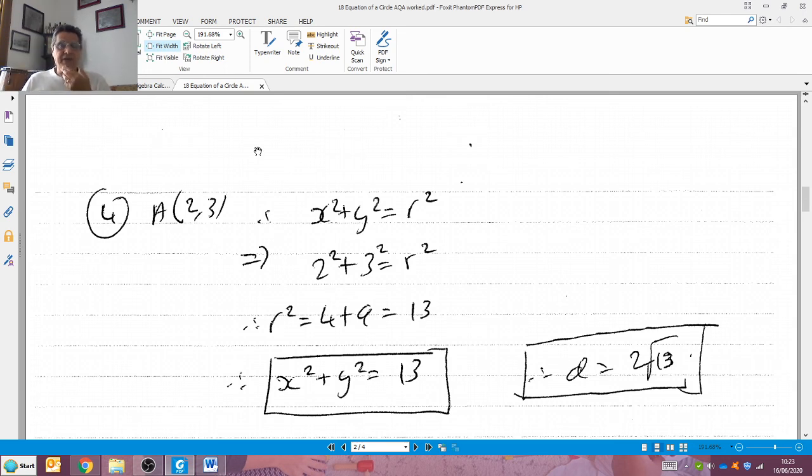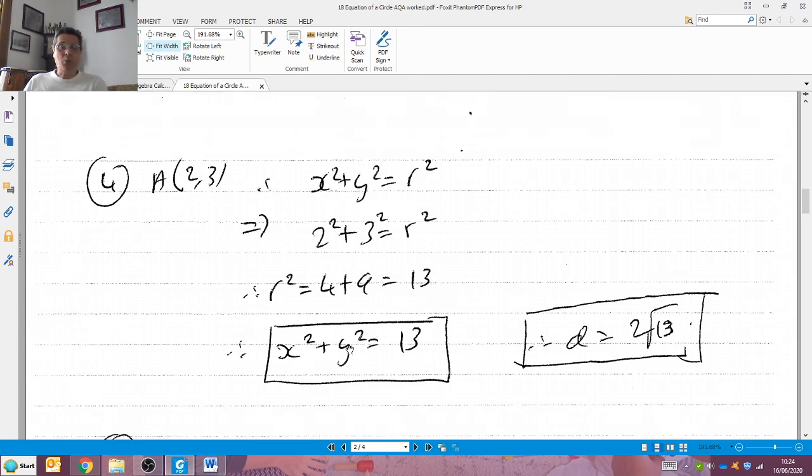So I know the general equation of the circle is x squared plus y squared is radius squared. Plug in the 2 for the x and the 3 for the y. That will give us 13. And so the radius squared is 13. So the equation of the actual circle is x squared plus y squared is whatever the radius squared is, which is 13. There it is.